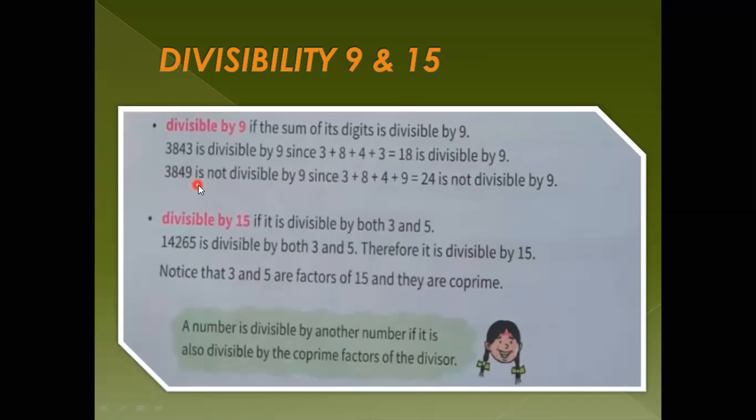Next, 3849, it is not divisible by 9. Why? Because 3 plus 8 plus 4 plus 9 gives us 24. So this 24 is not divisible by 9. So the sum of digits should be divisible by 9.